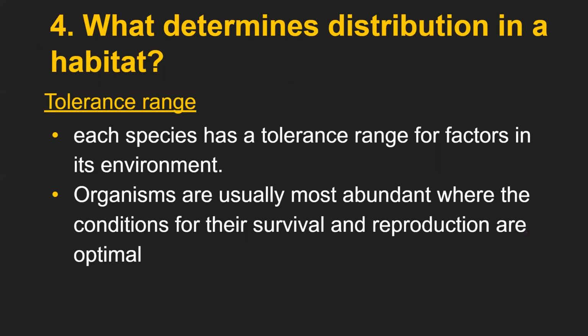What determines distribution in a habitat? Whatever the tolerance range of that species is. Each species has a certain tolerance range for their different factors, and what I mean by that is an amount of water that they need, an amount of space that they need, an amount of food that they particularly need. And organisms are going to be abundant where their survival conditions are met or optimal.